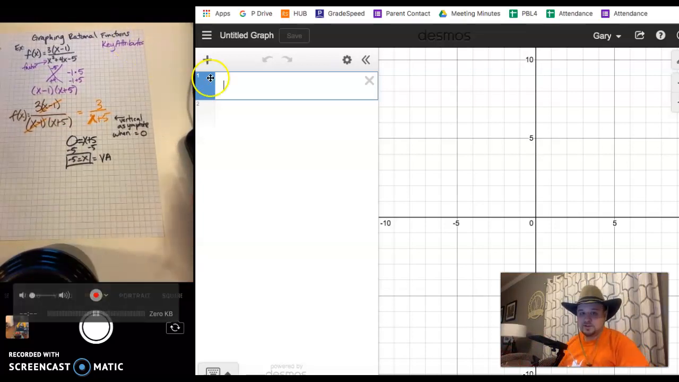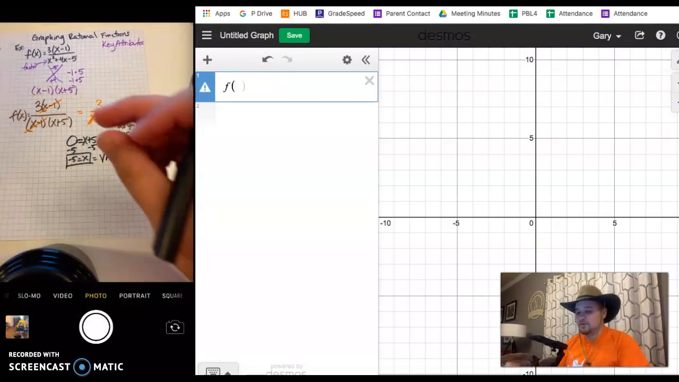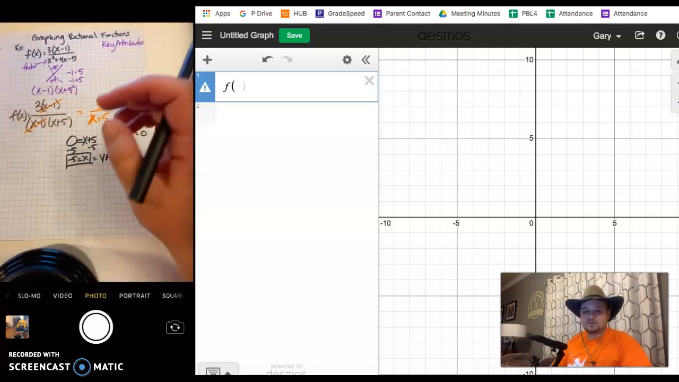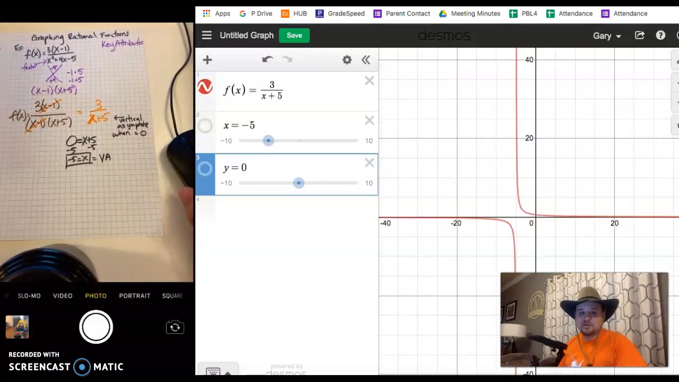So let's go ahead and look at this on Desmos, all right. I'm going to go ahead and graph this. And if you just give me a second, I'm going to save some time on the video by doing a little bit of magic, and we're going to go ahead and graph that. Okay, so we've got some stuff there already graphed for us. Sorry for the time skip there. So we've got f of x equals 3 over x plus 5.